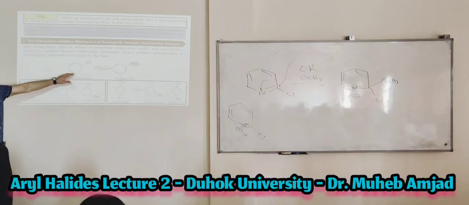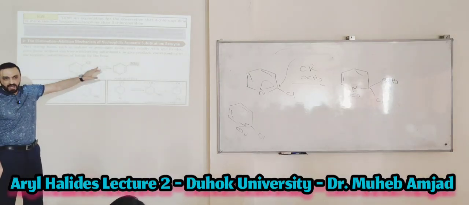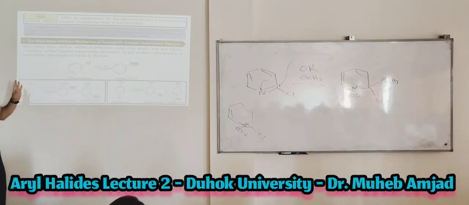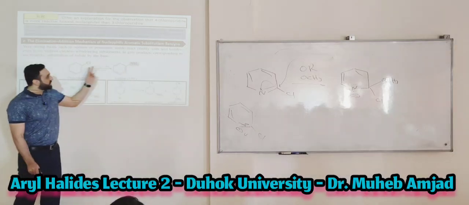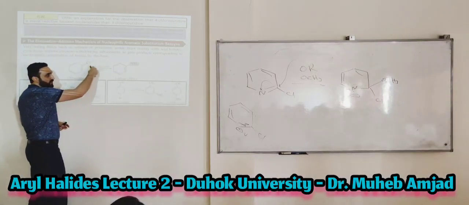Chlorobenzene, with KNH2, which is an amide, a very strong base. The reaction happens and gives you a product. Substitution has happened. We have replaced the chlorine with what?